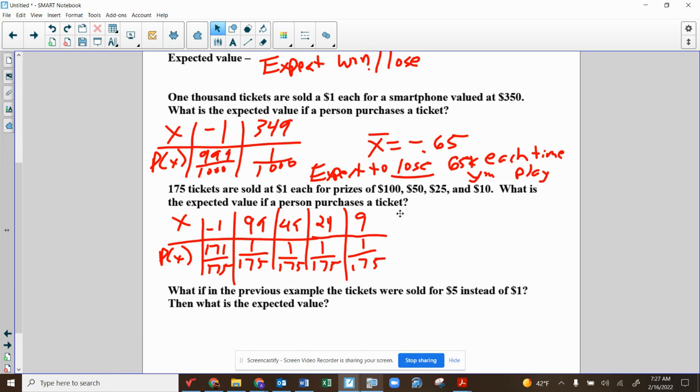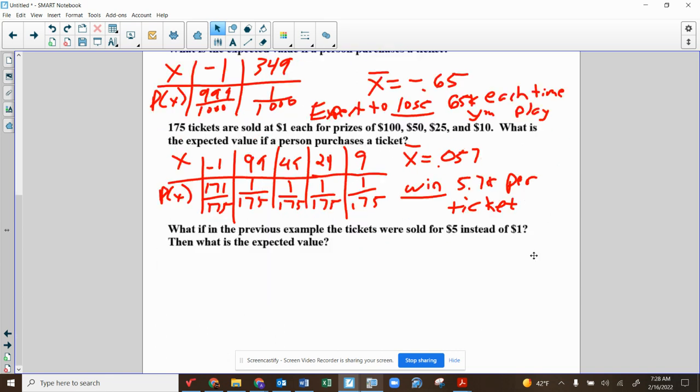Okay, plug this into the calculator. I'm just going to give you the answer here. So it's 0.057. So that means you would expect to win a little less than 6 cents. So this is a good game to play because on average you're going to win. Again, doesn't mean that you will win. But theoretically, you want to play games that you have an expected positive value if possible.